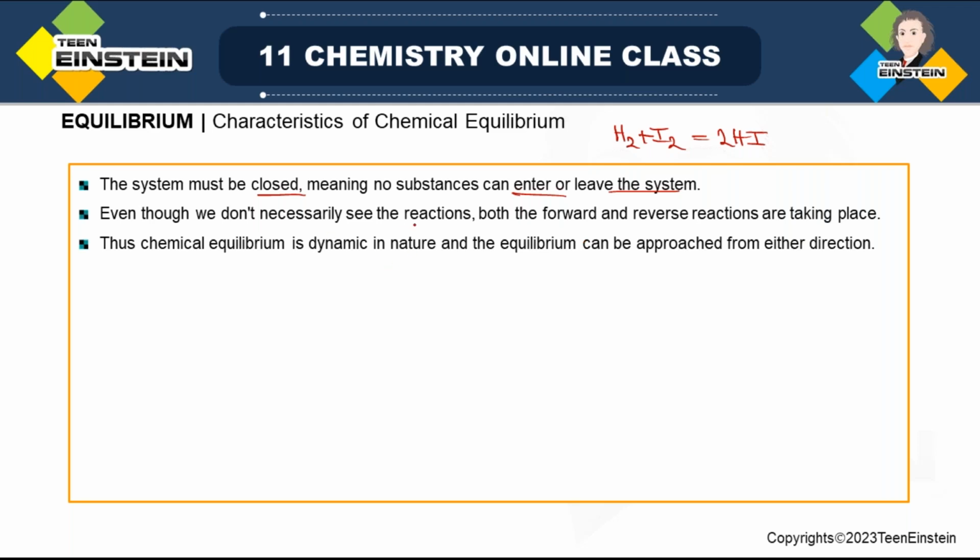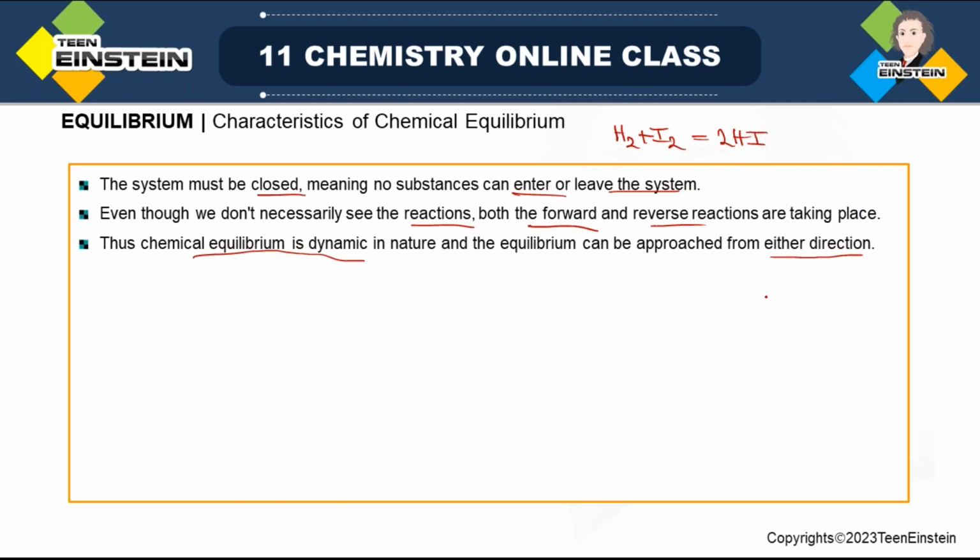Even though we don't necessarily see the reactions, when equilibrium is reached, it seems as if the reaction is stopped, but actually that is not the case. What is happening? Forward reaction and backward reaction are both occurring simultaneously at the same rate. So that is why it seems as if it is constant, as if the reaction is stopped, but actually it is not. So it means that chemical equilibrium is dynamic in nature, it is not static. The equilibrium can be approached from either direction.